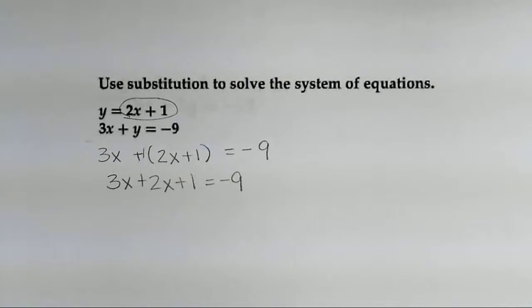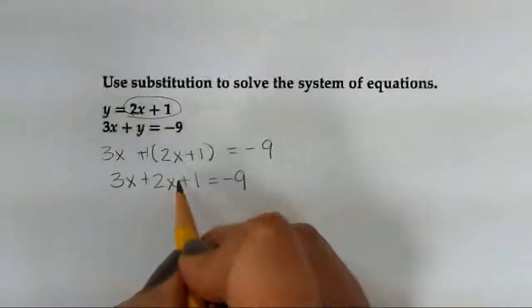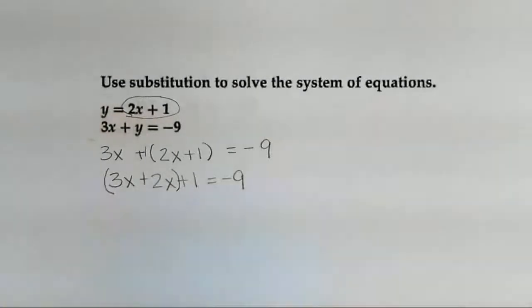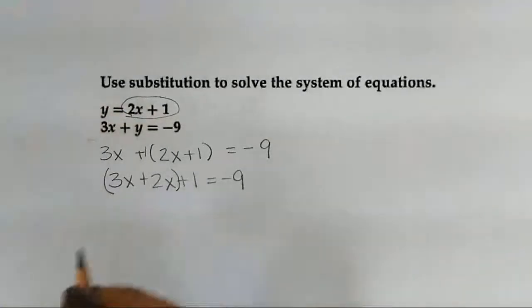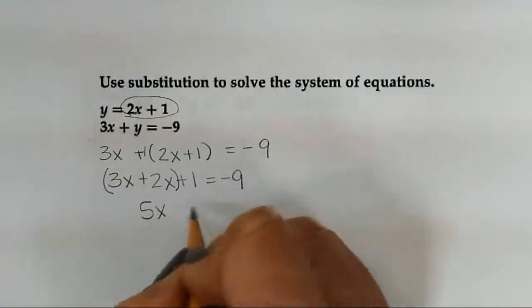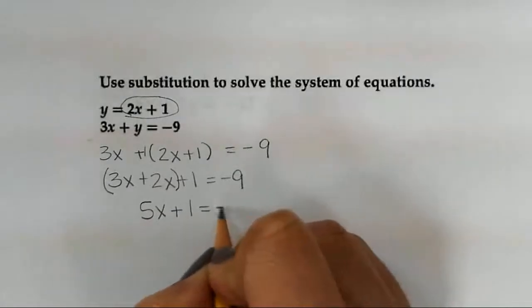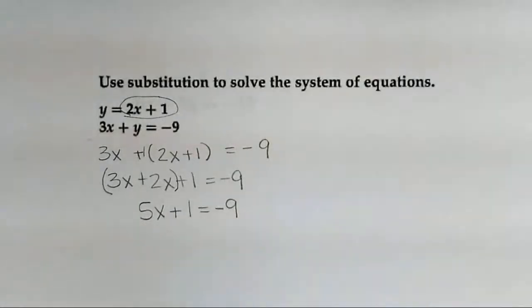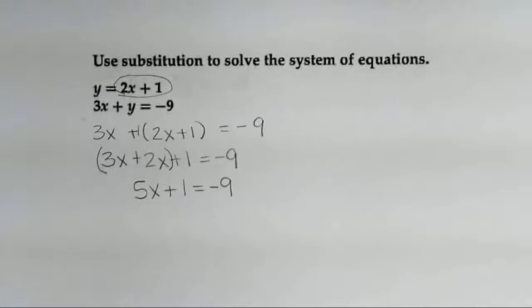Now our next step is just to get our like terms together. So we want to combine these values: 3x plus 2x gives us 5x. We bring down our 1 and bring down our negative 9. Simple so far. It should be nothing more than just a review of how to solve an equation.